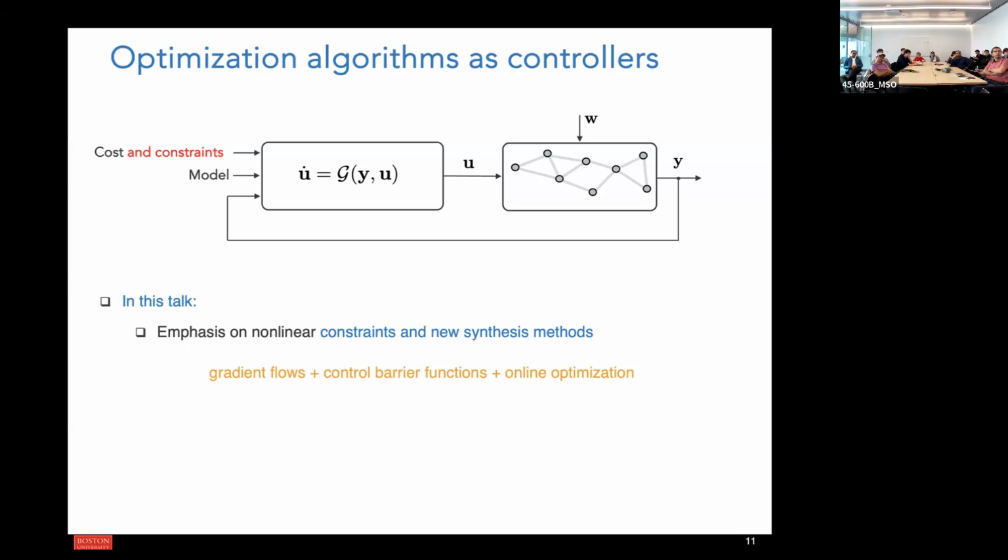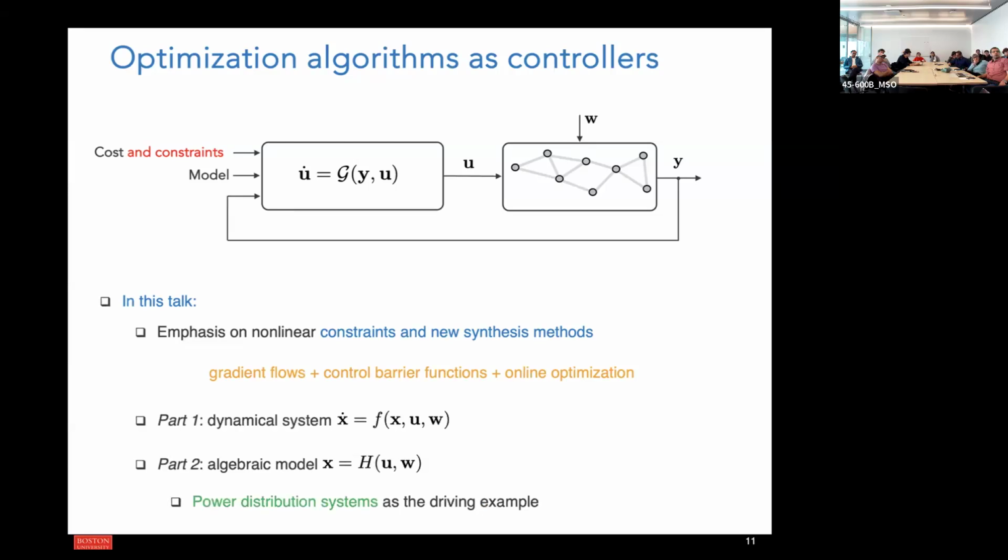one particular subclass where the emphasis is on nonlinear constraints added to our target optimization problem. And what I want to show you is how to develop this effective feedback controller by blending notions of gradient flows, control barrier functions, along with concepts of online optimization. In the first part of the talk, we're going to be considering systems with some given nonlinear dynamics. And this is going to be a generic framework for nonlinear systems, perhaps applicable to different applications.